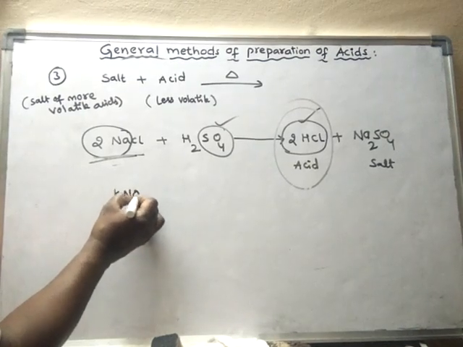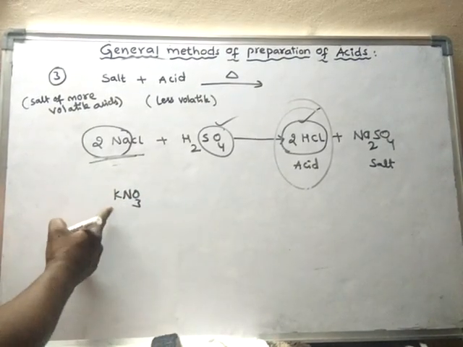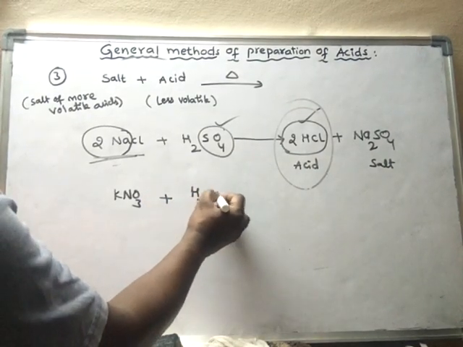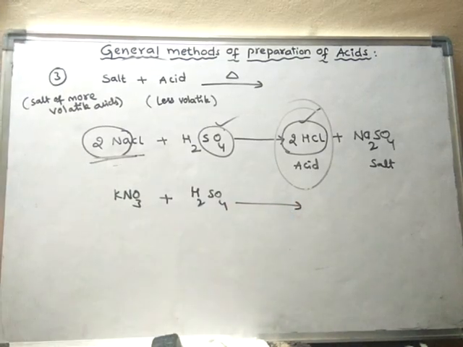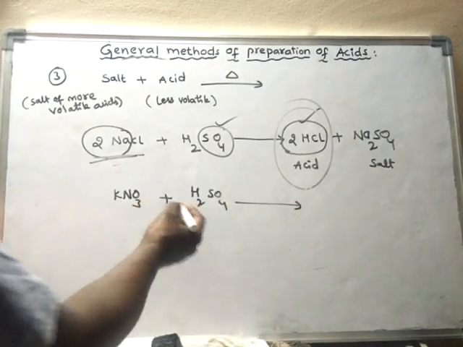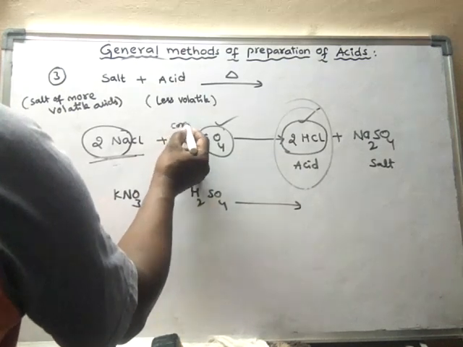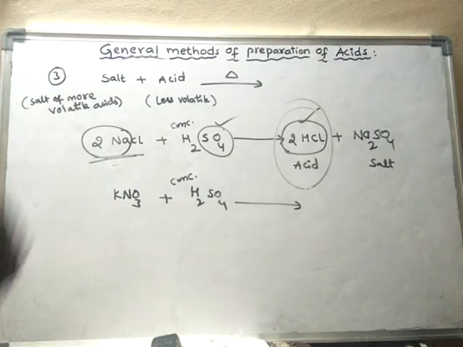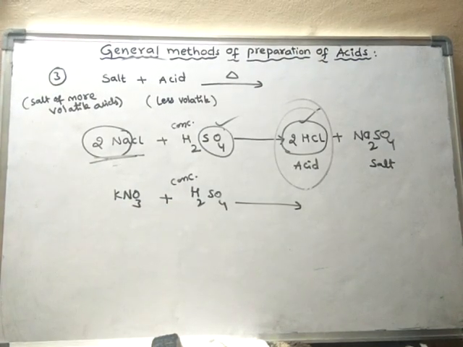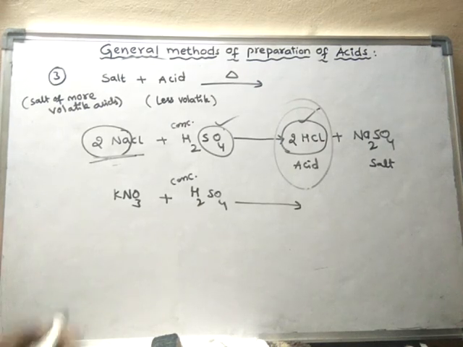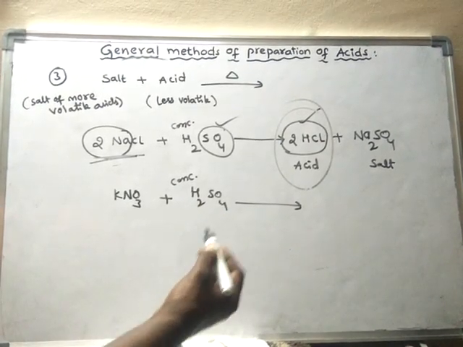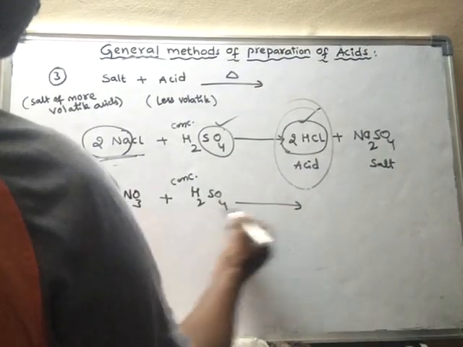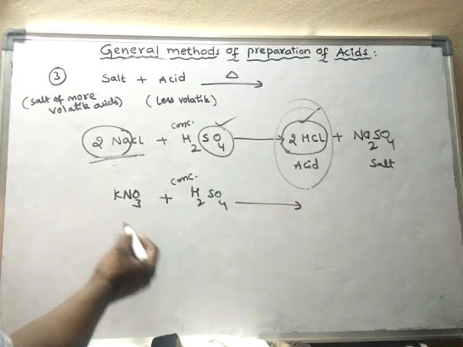KNO3, potassium nitrate. This is a salt of a more volatile acid. When heated with sulfuric acid, what sulfuric acid do we have to take? We have to take concentrated sulfuric acid. This is important: don't take dilute sulfuric acid. Then a reaction takes place between these two, and what will you get? You will get an acid. What acid here?